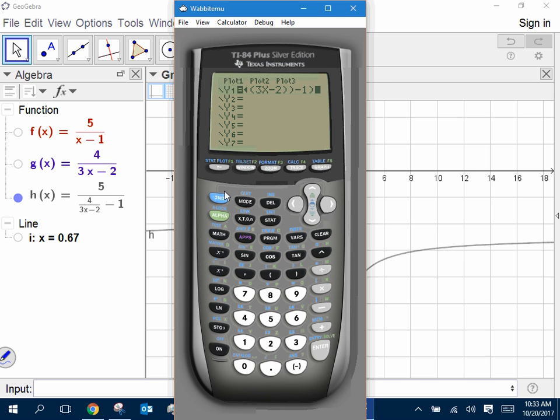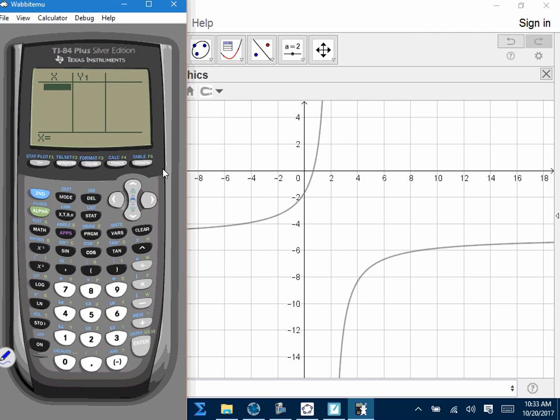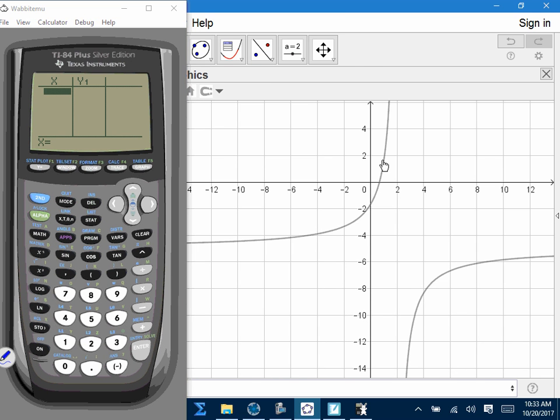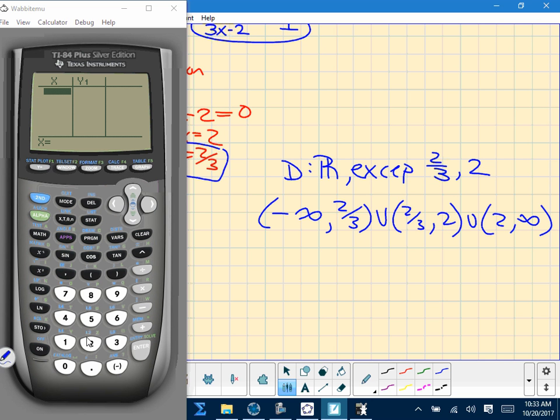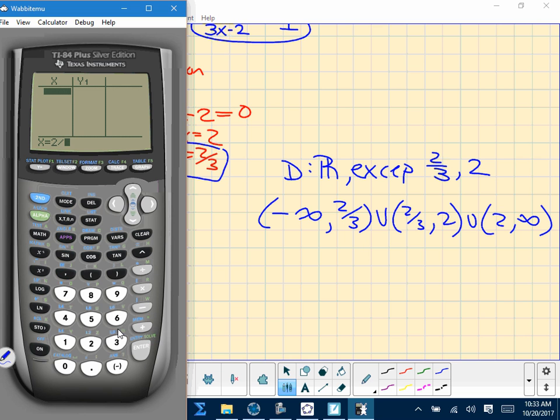But regardless of that fact, once I have it in there correctly, I'm going to go to my table. And I know I should have x values that are all real numbers. So I should be able to pick anything I want to, except for the values we've kicked out. Well, we've kicked out 2/3 and 2. So I'm going to plug in 2/3. And that error there is verification that that should not be part of my domain.